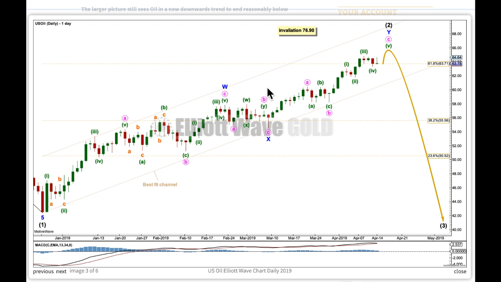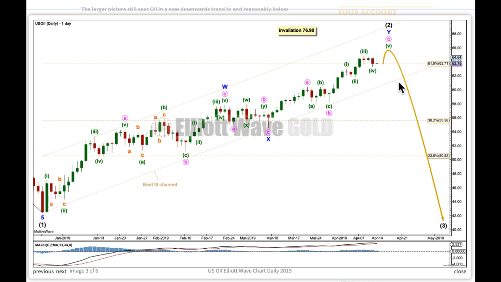This is the best fit channel. I'm drawing around intermediate 2 from its start to the low labelled minor X with a parallel copy up here so that it contains the entirety of intermediate wave 2. The bottom line for oil for next week again is while price remains within this channel, we should assume that this upward trend remains intact.